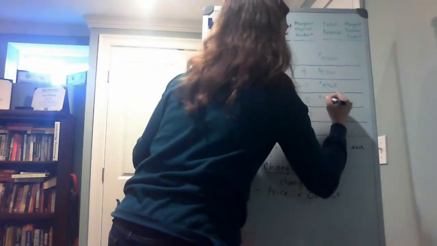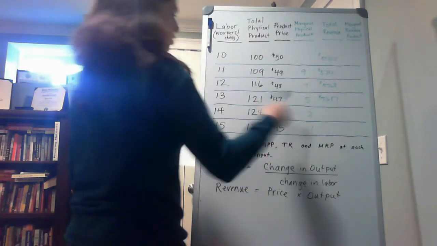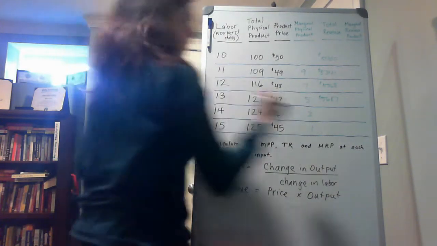And just going down the line. Again, we're just plugging in the price and quantity at each different level and seeing what we get.